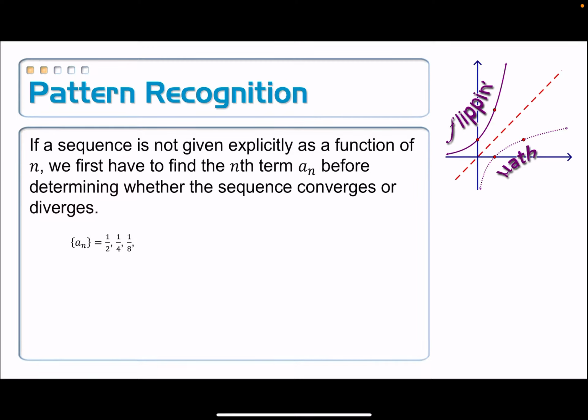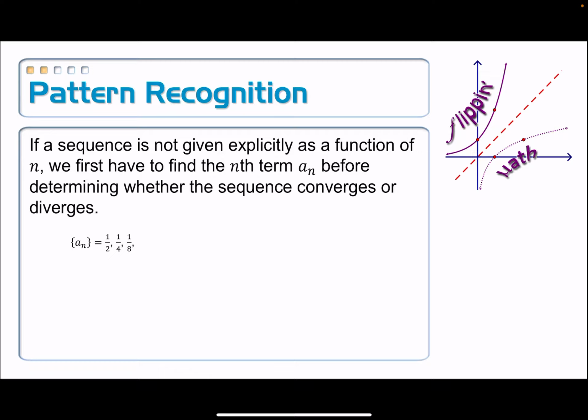Remember, our target here is to determine whether our sequence is convergent or divergent. Do the terms get close to some number? But what if they give you your sequence as a list of numbers like this instead of some sort of explicitly defined equation? And that equation is what we want because we're going to take the limit as n goes to infinity.